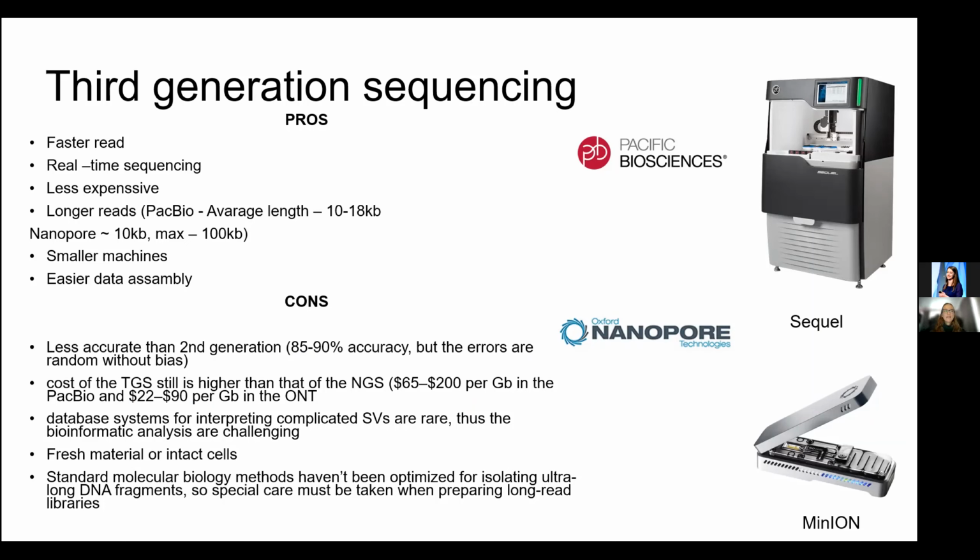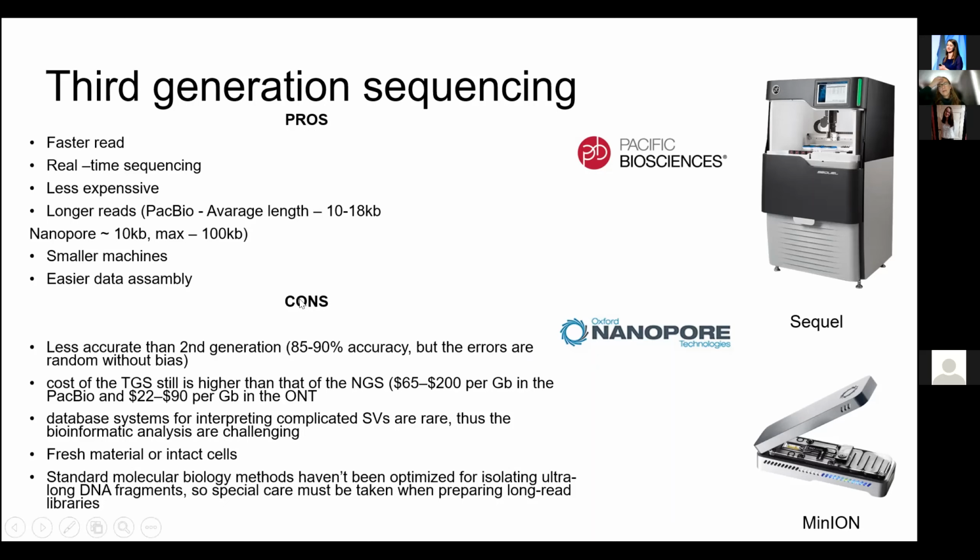Okay, so this is not true. It's not less expensive, because the cost of third generation sequencing is still higher than that of second generation. Also, a con would be that it usually requires fresh materials or intact cells, which is not always possible.